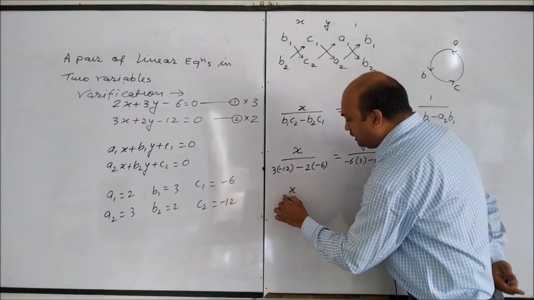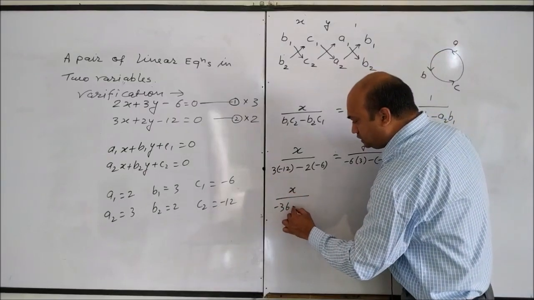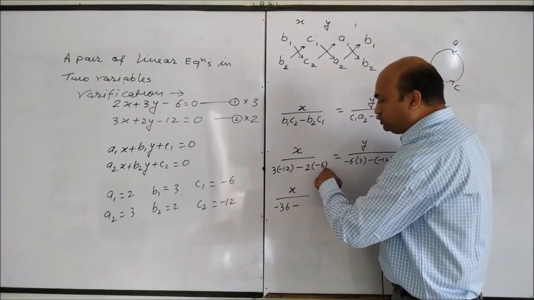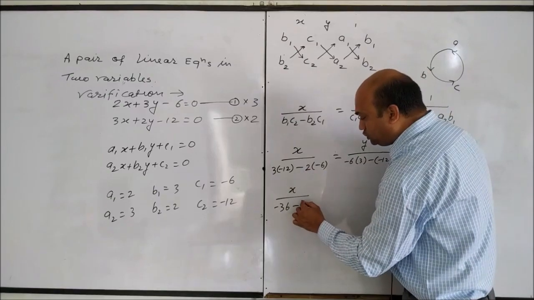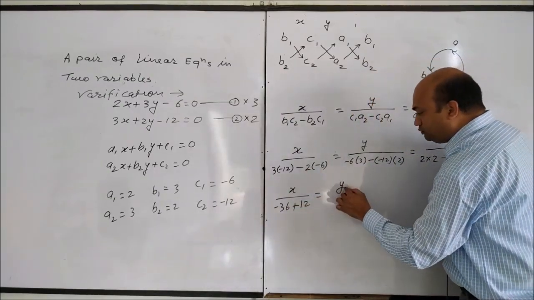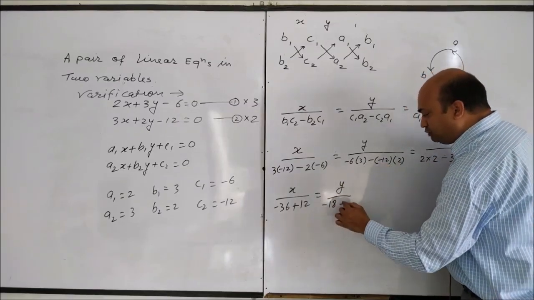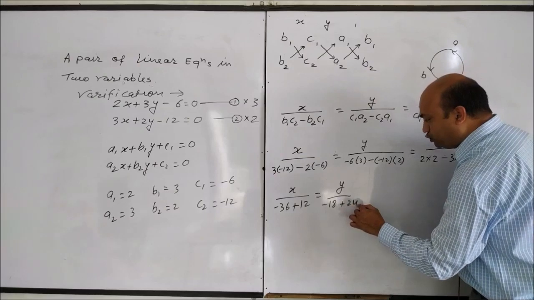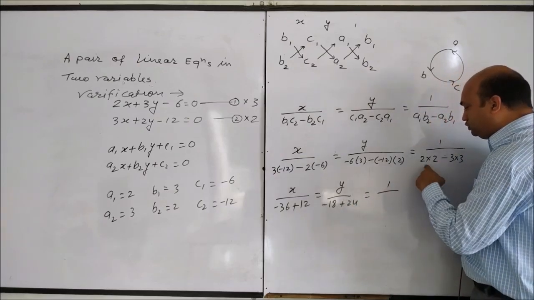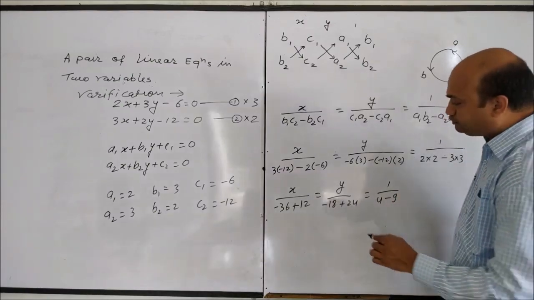So we can write x upon: 12 3s are minus 36, and 3 2s are 6, 6 2s are 12, minus minus plus. y upon: 6 3s are 18, minus minus minus plus 12, 2s are 24, is equal to 1 upon: 2 2s are 4 minus 3 3s are 9, we get.